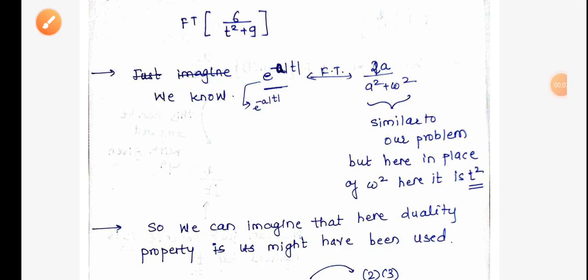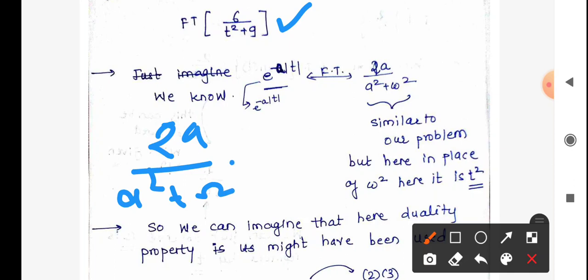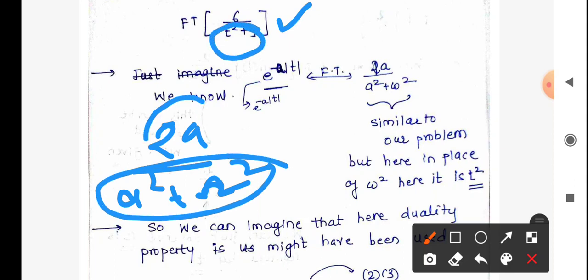Now let us solve one more problem on duality, wherein we are asked to find out the Fourier transform of this function. See, at the very moment I see this particular function, I am used to seeing this form, 2a upon a square plus omega square. Now, as such, a square plus omega square comes to my mind, but what about this 2a? Yes, we can address this thing.